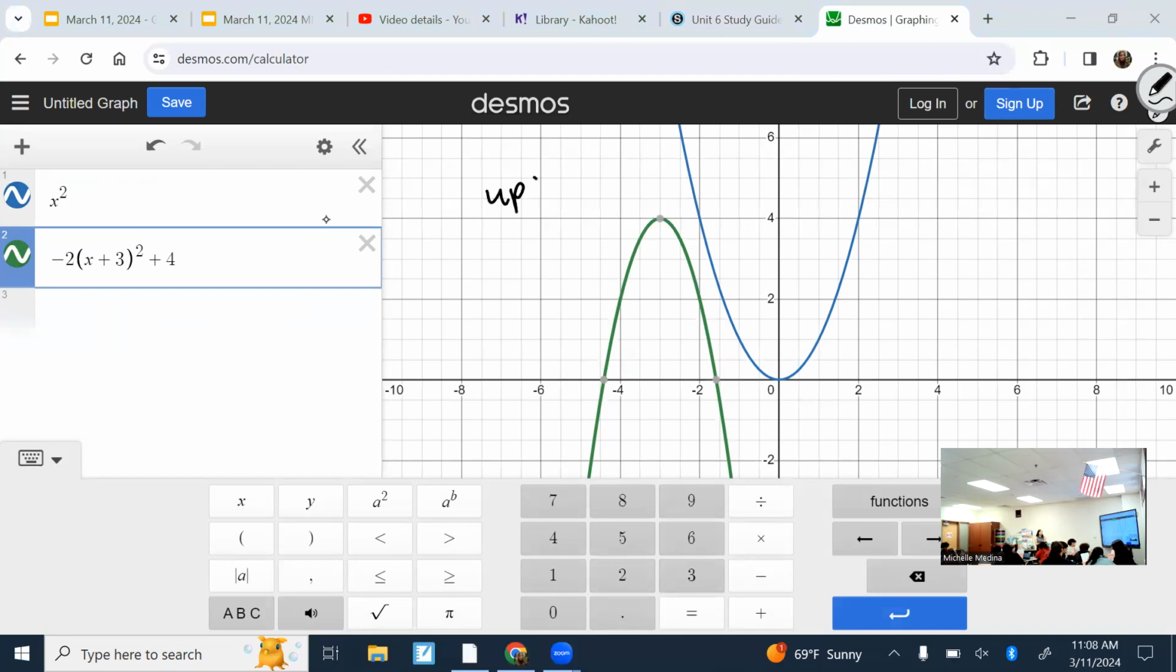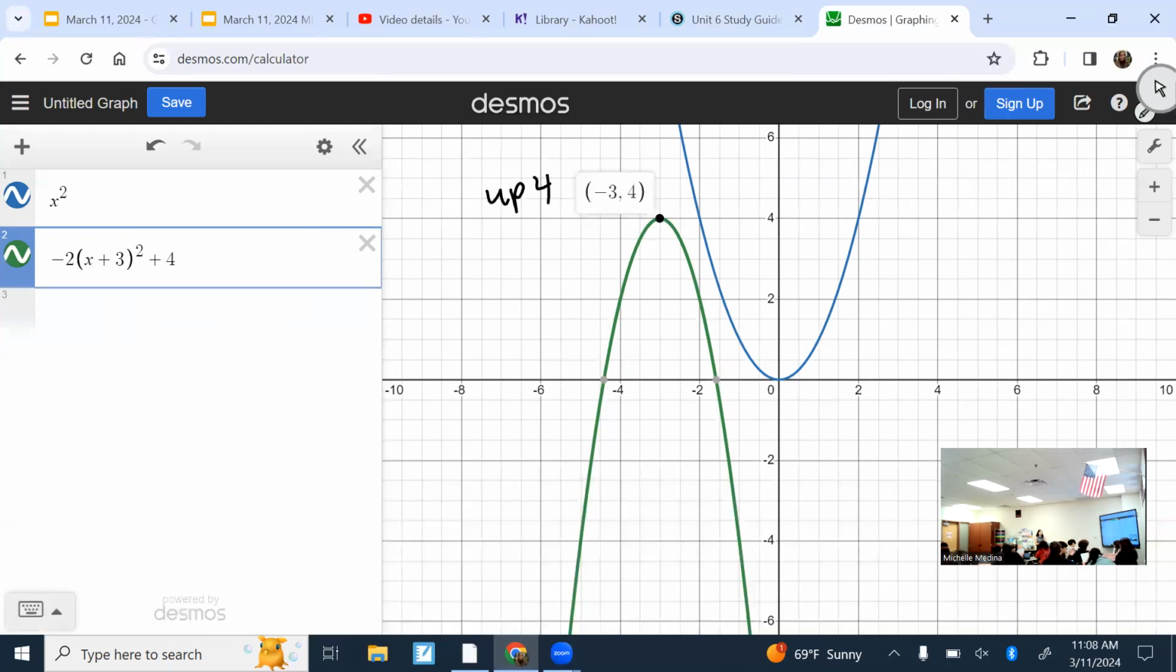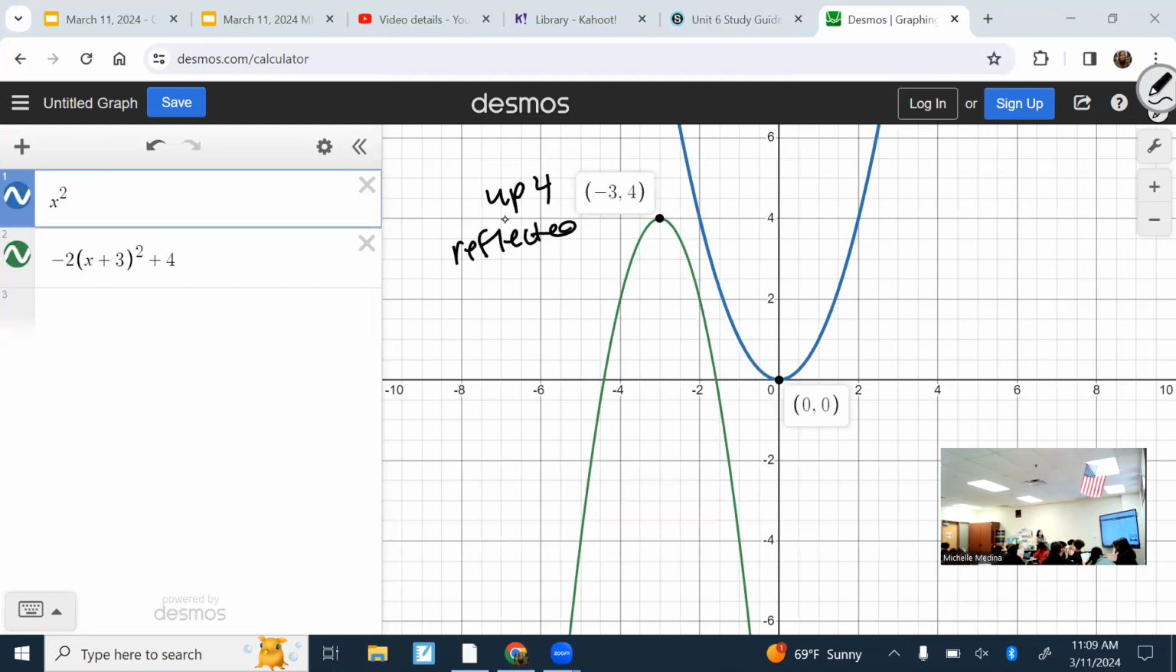It did go up 4. A good way to tell is by comparing the vertex. The vertex of our parent graph is 0, 0. This y changed from 0 to 4. It had to have gone up 4. Table 6, tell me another way it changed. It is reflected. Because one is an upward U, one is a downward U, so there had to have been a reflection.